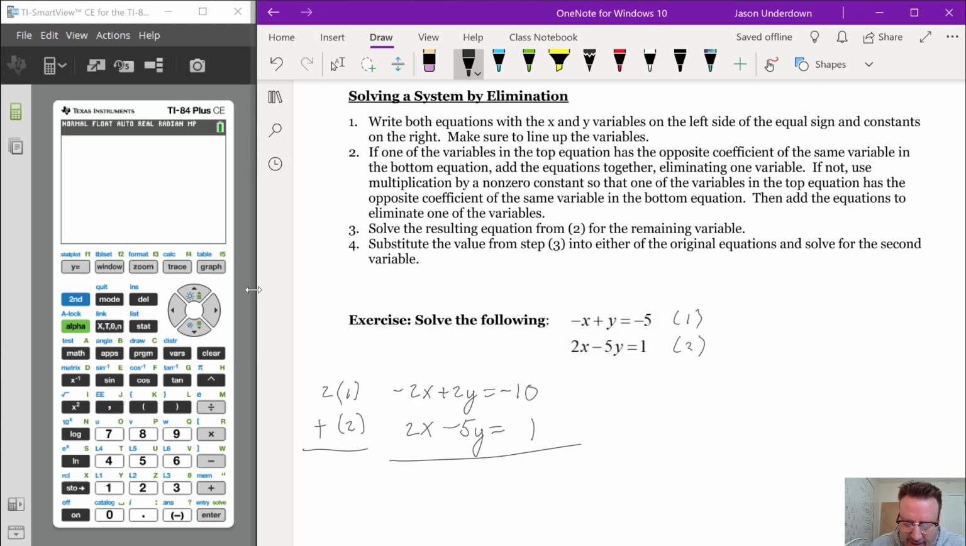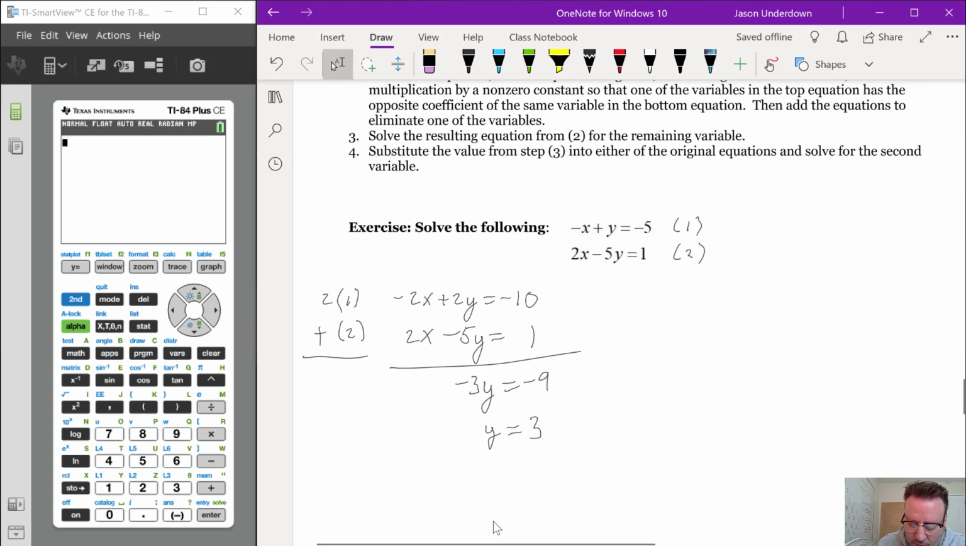Like I said, we add these together and the x's will be eliminated, hence the name Method of Elimination. And what am I left with? I'm left with negative 3y equals negative 9. So, of course, y equals 3. And there we go. We've solved for one of the variables.